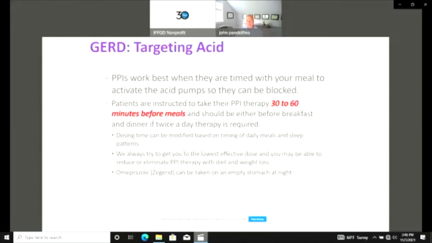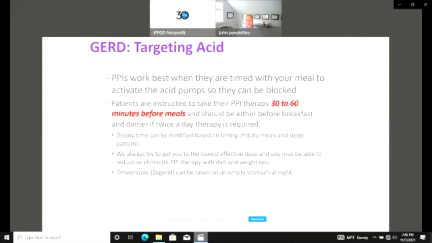Now, as I mentioned before, PPIs work best when they're timed with your meal. They need to work or block activated pumps. So patients are instructed to take their PPIs 30 to 60 minutes before meals so it can be absorbed in the small intestine, get delivered through the blood to the parietal cell, and then within the parietal cell, it gets secreted into what we call the canaliculi, where they can actually block the acid pumps. So it's really important to remember that this particular timing gives you the best bang for your buck when you're trying to suppress acid with reflux disease.